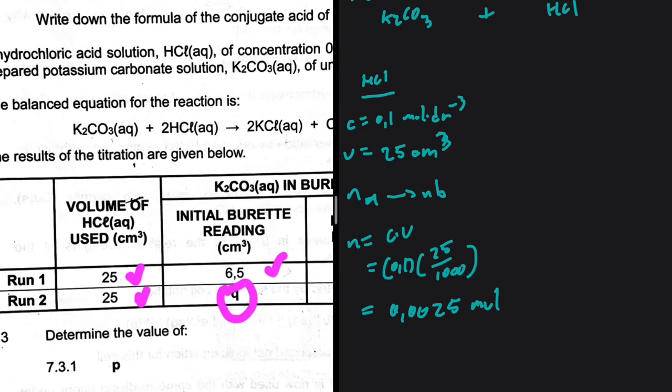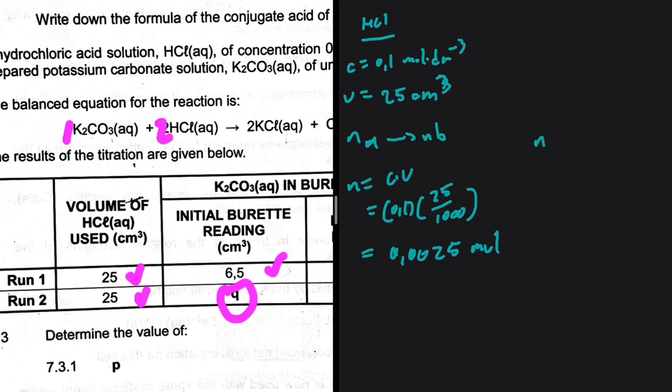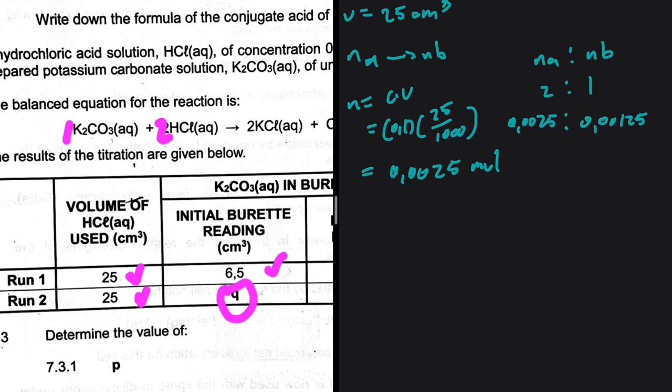Let's check the balancing coefficients. We have 1:2, right? So we can say that the number of moles of acid to the number of moles of base is 2:1. So that of acid is 0.0025. We can just divide that by 2 to find that of base. So we have 0.00125. This is the number of moles of base.